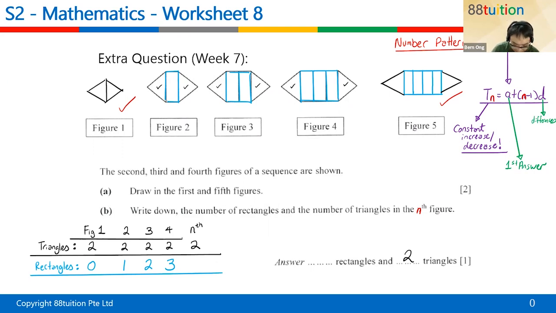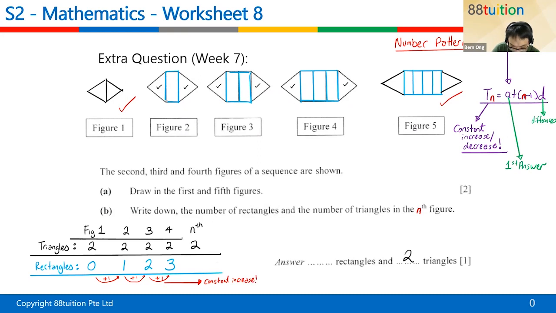There's a pattern here. If you take a look, from 0, how to get to 1? It's a +1. From 1, how to get to 2? It's a +1. From 2, how to get to 3? It's a +1. All right. So this is what I call what? This red color +1, right? Because it's increasing at the same amount. This is what I call constant what? Constant increase. Understand or not?